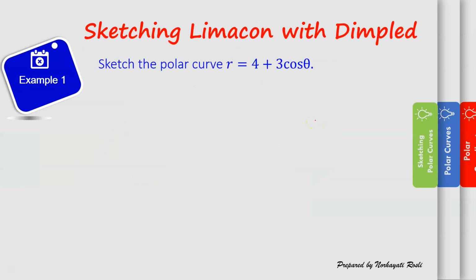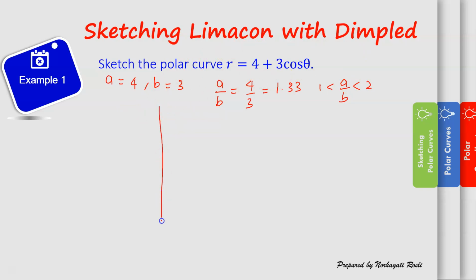Now we go to this example 1. The question asks us to sketch the polar curve of r equal to 4 plus 3 cos theta. In this case, we need to check. We have a equal to 4, b equal to 3. So A over B here is equal to 4 over 3, which is equal to 1.33. It means that our A over B is in between 1 and 2, so we will have a limaçon with dimple.